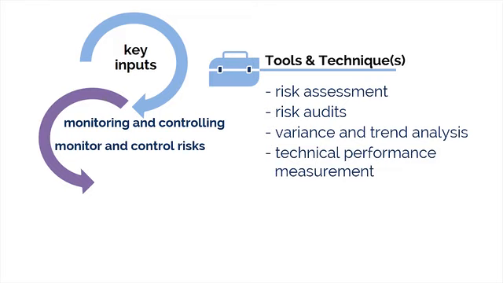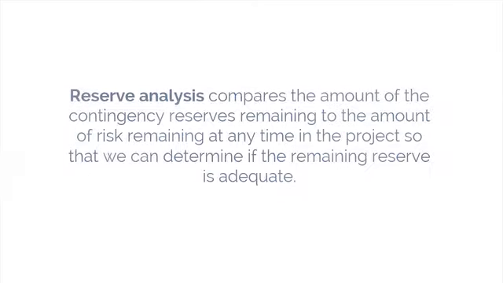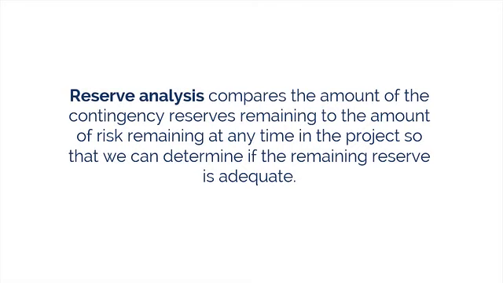Technical performance measurements compares technical accomplishments during project execution to the schedule of technical achievement. Technical performance measures could include things such as weight, transaction times, or number of delivered defects. Reserve analysis compares the amount of the contingency reserves remaining to the amount of risk remaining at any time in the project so that we can determine if the remaining reserve is adequate.